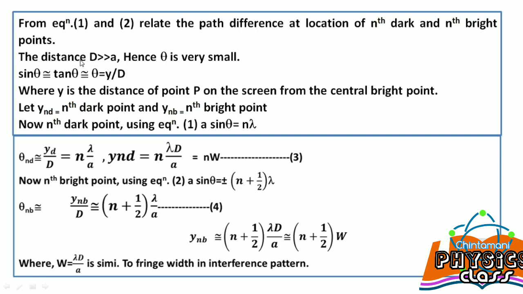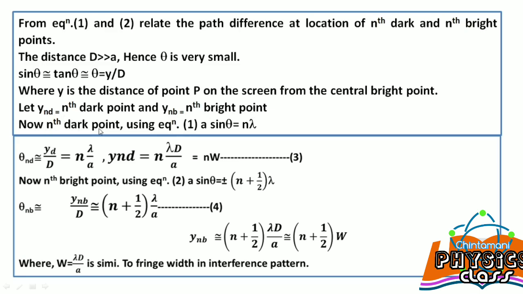We know that the distance capital D is greater than small a. Hence the value of theta is very small. Now consider sin theta is nearly equal to tan theta, which is nearly equal to theta, and theta is equal to y divided by D. Here y is the distance of point P on the screen from the central bright point. Let y_nd indicate the nth dark band, and y_nb indicate the nth bright point.